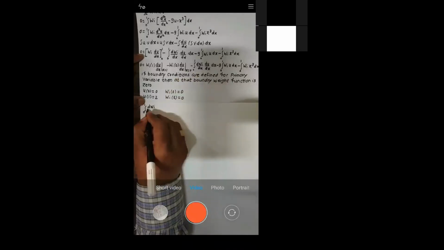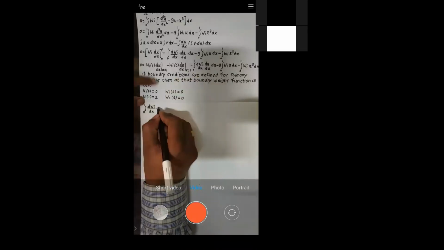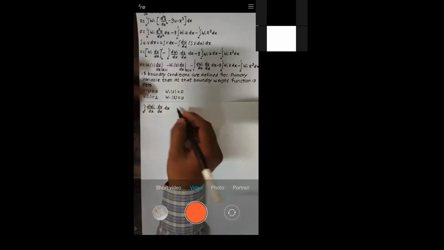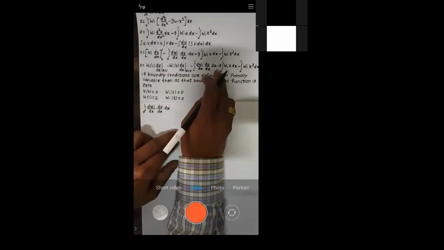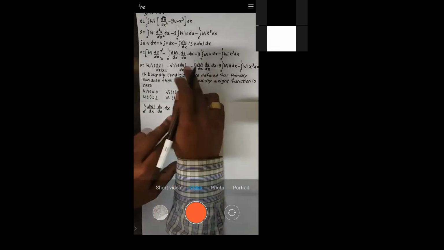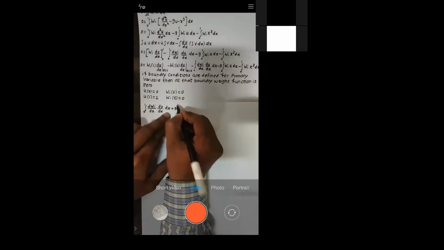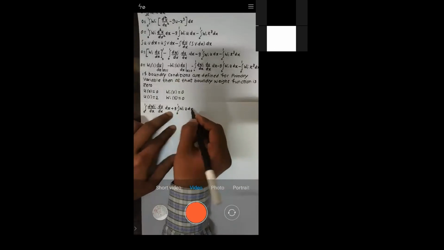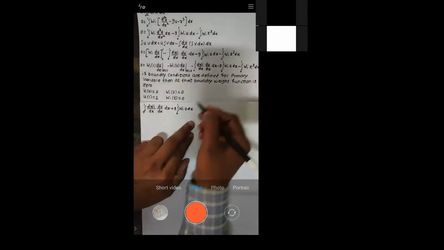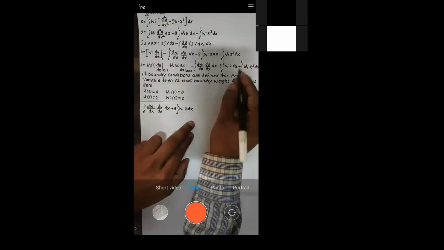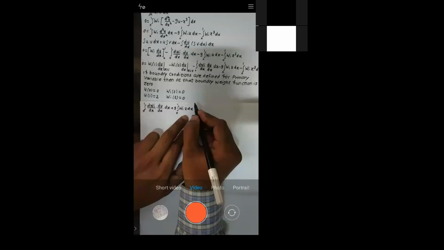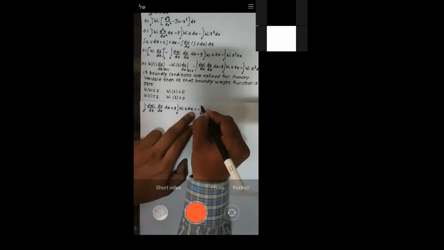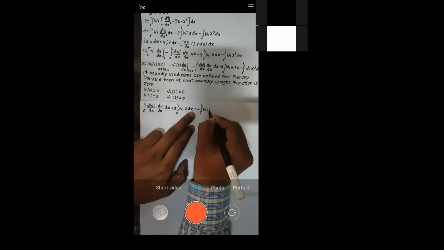dwi by dx into du by dx into dx, right? Again, when you bring this minus 9 on the left hand side, it is plus. So it is plus 9, 0 to 1 wi into u into dx, right? And this I will keep on right hand side only. So this becomes minus 0 to 1 wi into x cube into dx.